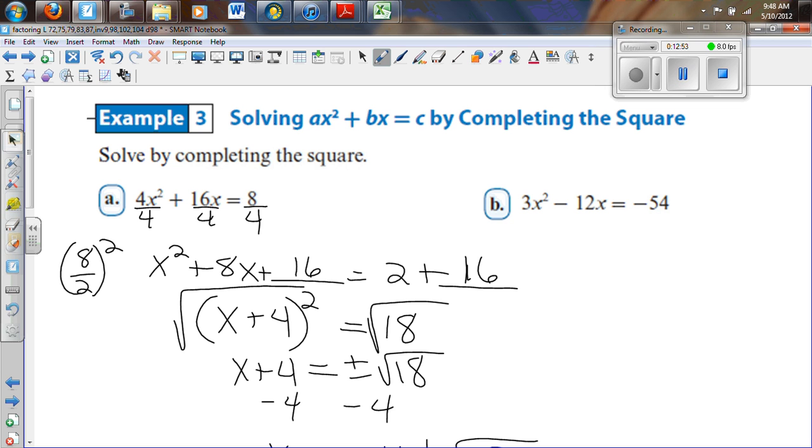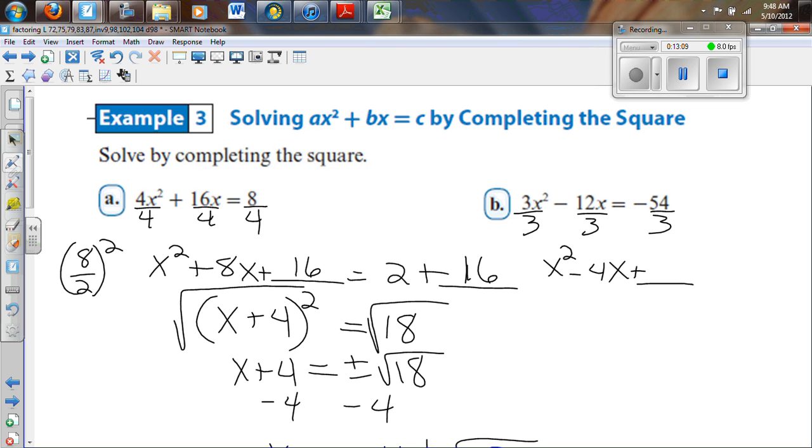I just realized I forgot to do one more problem, so I'm going to do that right now. If we have 3x squared minus 12x equals negative 54, those all have a 3 in common. So I'm going to divide everything by 3. And so I get x squared minus 4x, and I'm going to do the completing the square here, equals, let's see, negative 54 divided by 3 is negative 18. So negative 18 plus something.